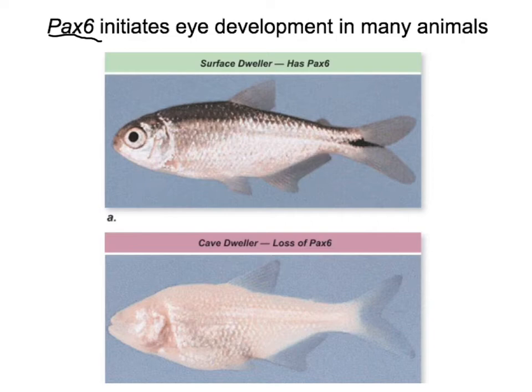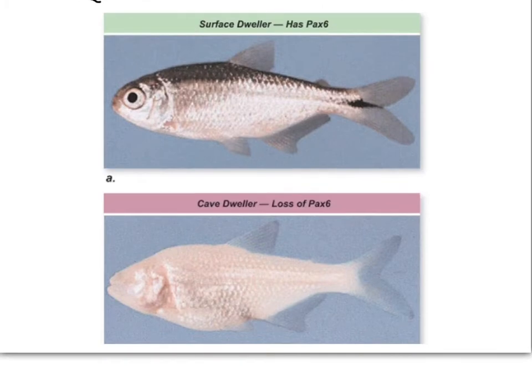fish species. This is a fish that lives in regular waters. It lives on the surface, where it needs its eyes in order to find predators and find its food. And the one here below is a species that lives in a cave. And since they live in a dark environment, there is no need to have eyes. And they've actually lost the PAX6 gene, and as a result, they've lost the expression of their eyes. They do not have eyes.